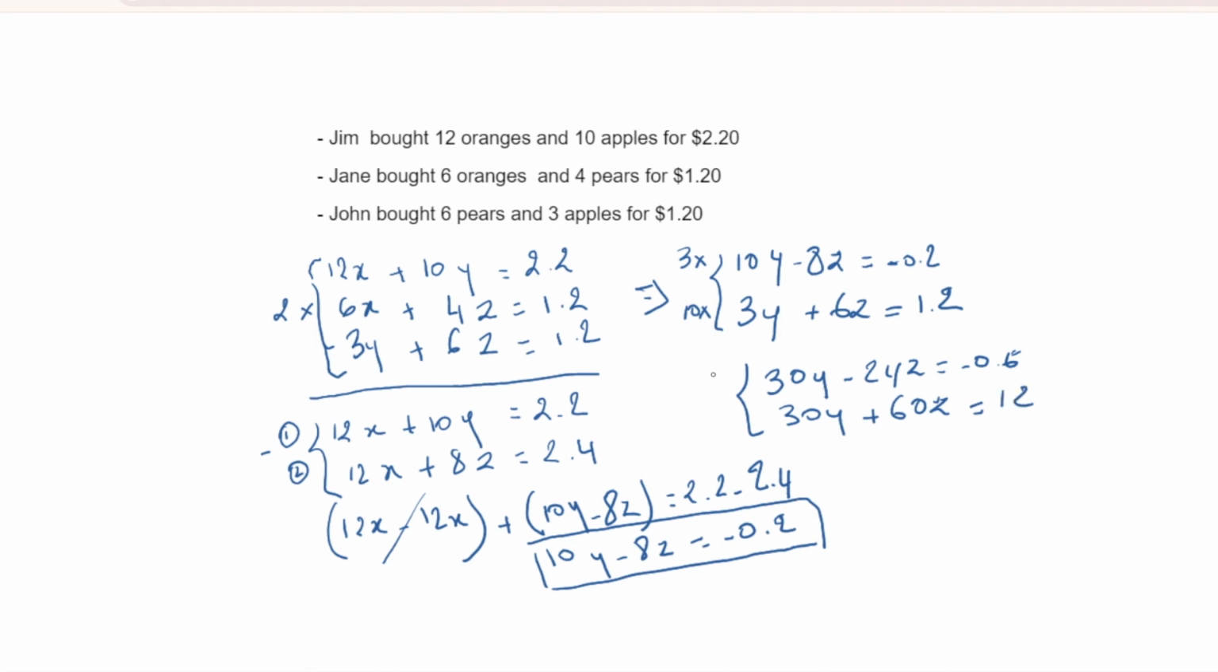And now we can eliminate the y by subtracting. Sorry about this. So it will be 30y minus 30y, minus 24z minus 60z, which is minus 84z, is equal to minus 0.6 minus 12, which is minus 12.6, right? So here we can find the z. z is equal to minus 12.6 divided by minus 84, which is 0.15.